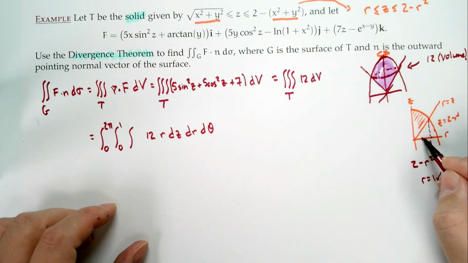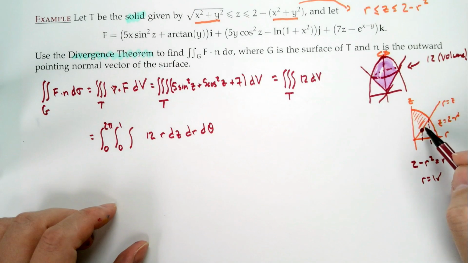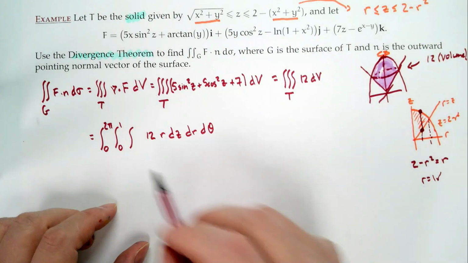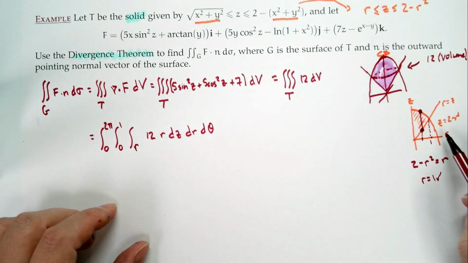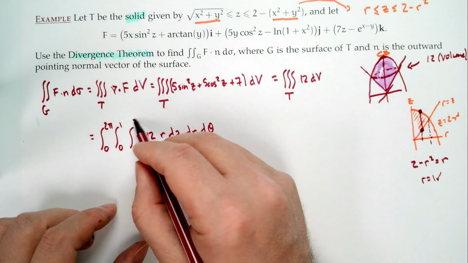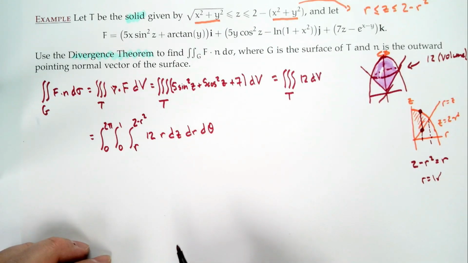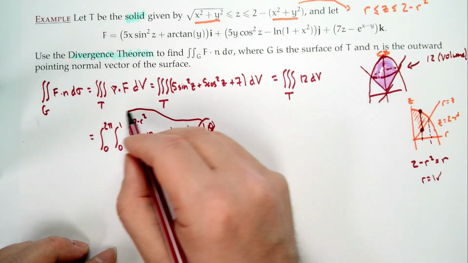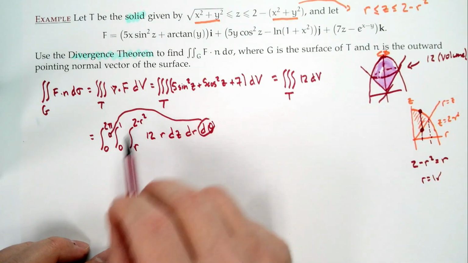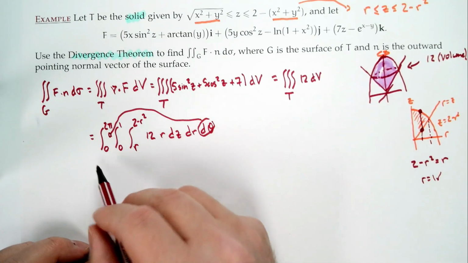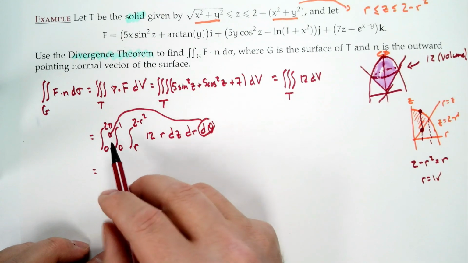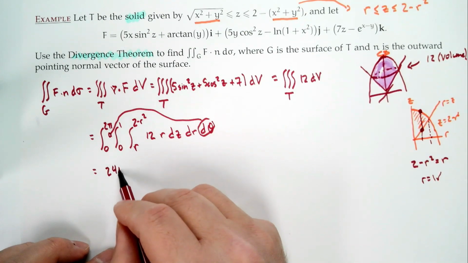Now, where does z go from? Well, we go from this bottom curve up until this top curve. This bottom curve is the curve z equals r, and the top curve, that's the parabola, z equals 2 minus r squared. All right. Now, we can move the dθ all the way over into here, because nothing else depends on θ. Going from 0 to 2π, dθ will be 2π. So I'll go ahead and put that out in front, and we already have the 12, so I'll combine the 2π with the 12 to give us 24π.